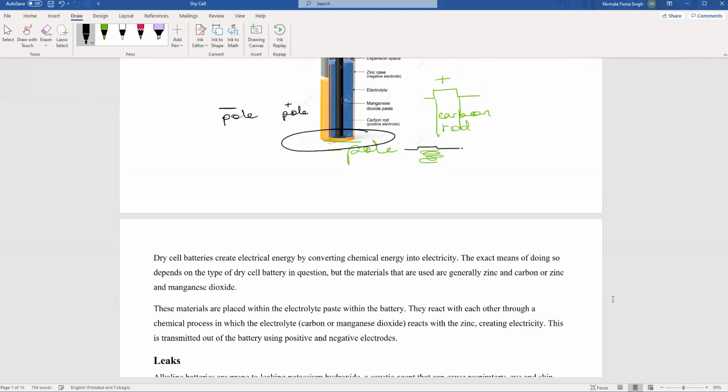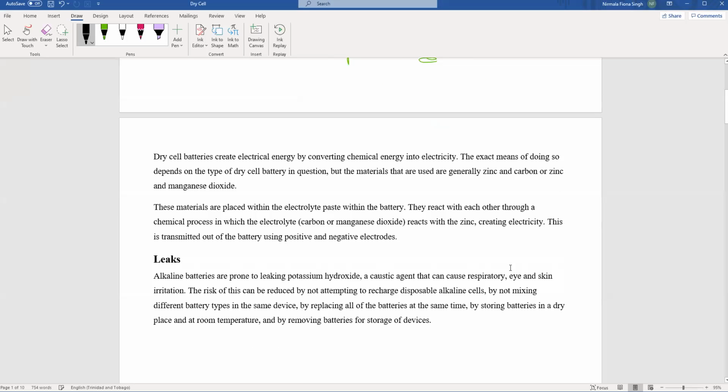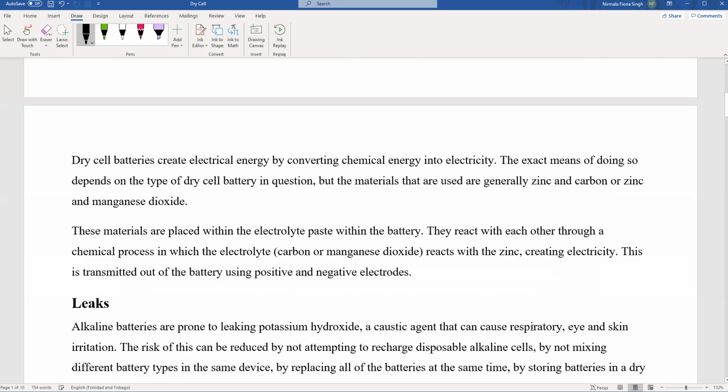So let's read up on how dry cells work. Reading from our screen, let's get a little bit closer. Dry cell batteries create electrical energy by converting chemical energy into electricity. What happens here is we have the movement of positive and negative charges, and we funnel our negative charges through our circuit.